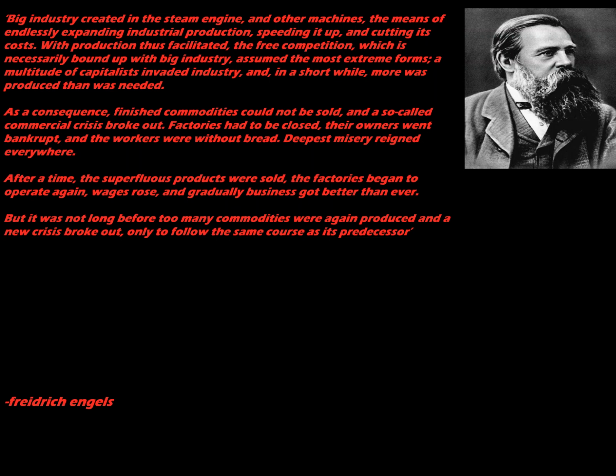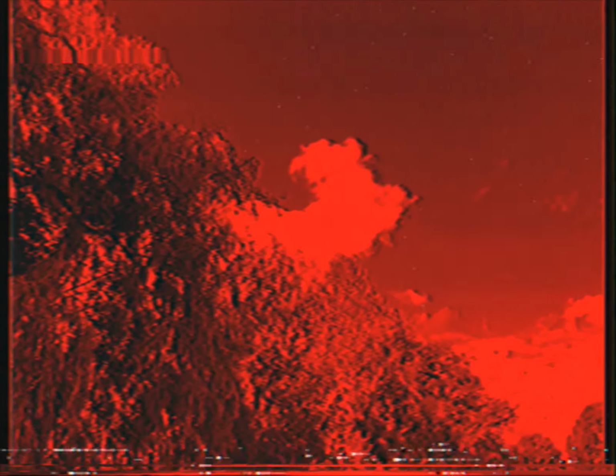Deepest misery reigned everywhere. After a time, the superfluous products were sold, the factories began to operate again, wages rose, and gradually business got better than ever. But it was not long before too many commodities were again produced, and a new crisis broke out, only to follow the same course as its predecessor. Here Engels touches on a few things.